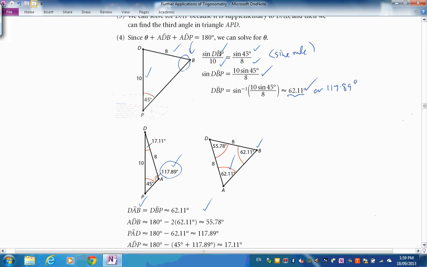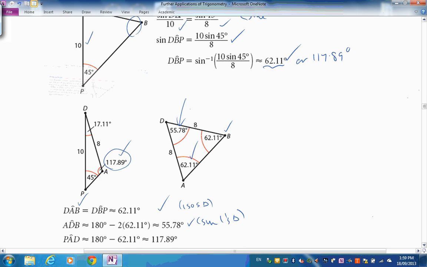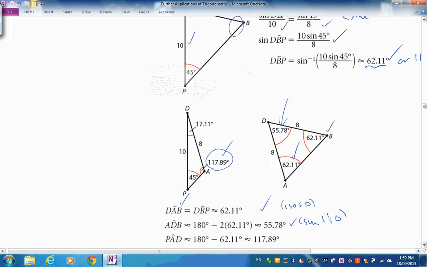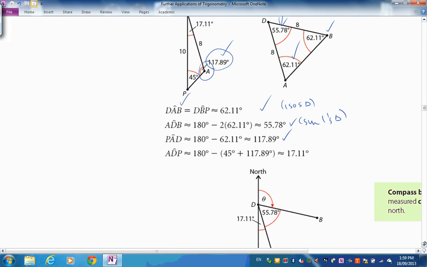And then here, therefore this angle ADB is 180 minus, that's the sum of angles of a triangle, so we should put some reasons here. Isosceles triangle, sum of angles of a triangle, and then angle PAD, let's go back a bit. Angle PAD, here it is. Well, we've already covered that. We talked about that before.